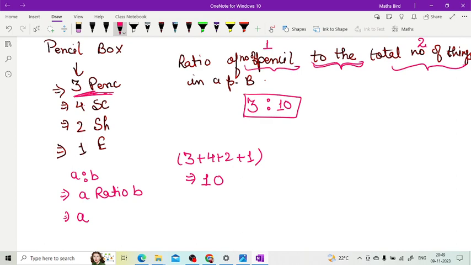Now if I am asking a ratio of number of eraser to the total number of things in a pencil box, you will write number of eraser, that is 1, ratio total number of things is 10, so 1 ratio 10, right? If I am saying ratio of sharpener to the total number of things, we know that 2 sharpener are there. So 2 ratio 10, right?